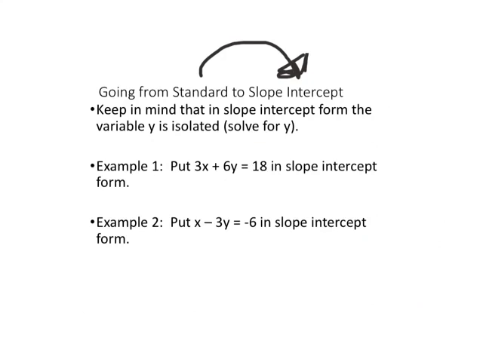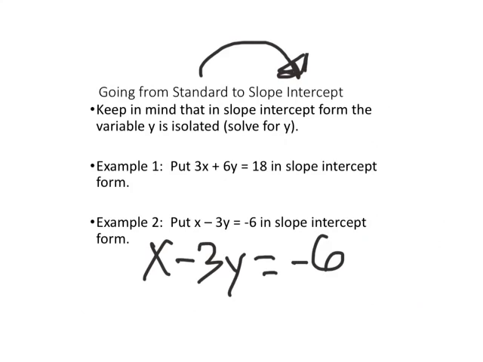Alright, let's jump into example number 2. In example number 2, I have x minus 3y. Let me erase that here. I'm not getting a friendly writing there. This will be better. Here we go. X minus 3y is equal to negative 6.